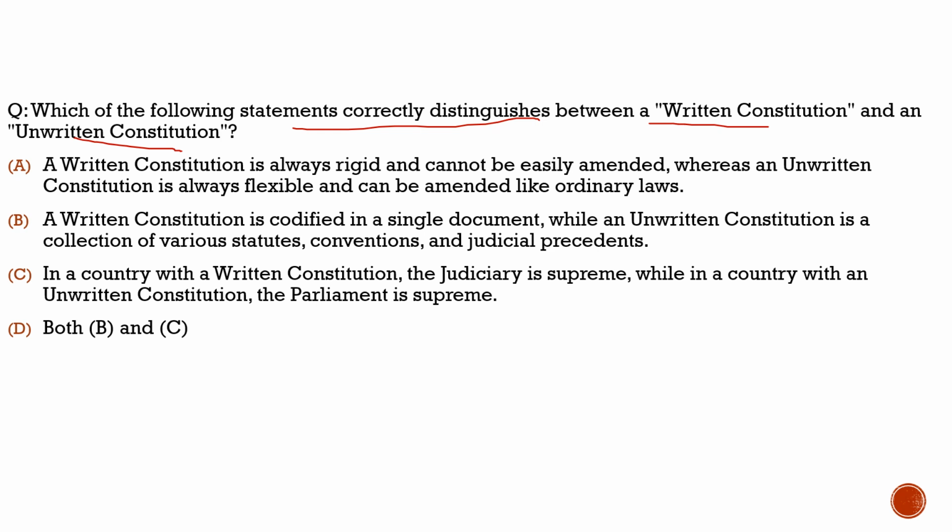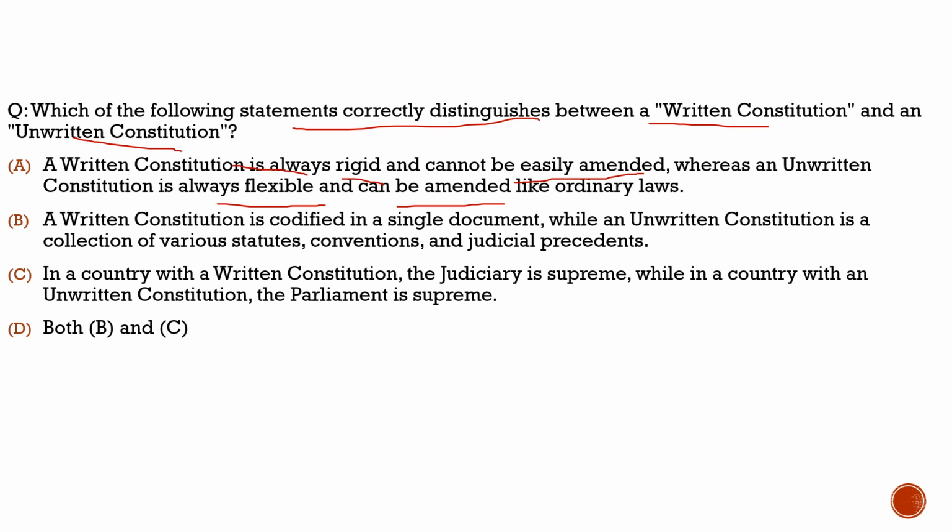The question says, which of the following statements correctly distinguish between a written constitution and an unwritten constitution? First statement, a written constitution is always rigid and cannot be easily amended, whereas an unwritten constitution is always flexible and can be amended like ordinary laws. Even though we discussed that the written constitution is a rigid constitution, but is it so? That is why I say you have to have the proper understanding. Is it always? Is it the basic feature of the written constitution? No, it is not.